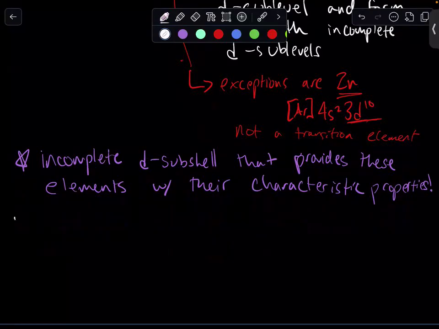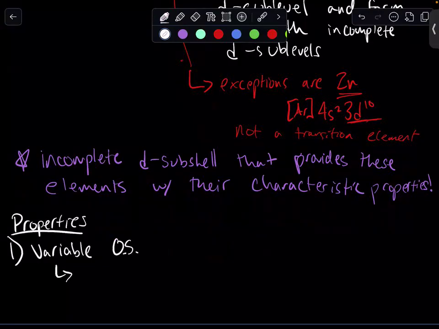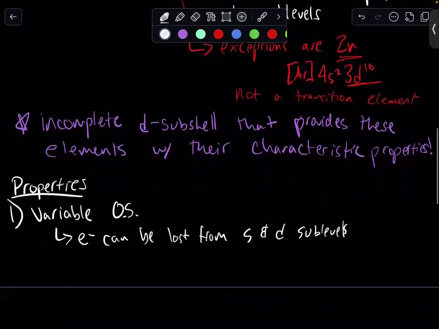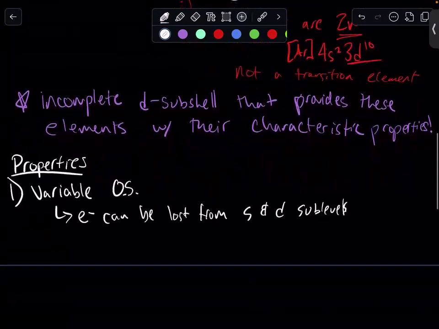So property number one. The first property is variable oxidation state, variable OS. Specifically, what we're saying is that electrons can be lost from the S and D sublevels. Now, we talked about this before when we talked about electron configurations and becoming ions. We discussed how we remove from the S, then the D. But let's take a look at an example.